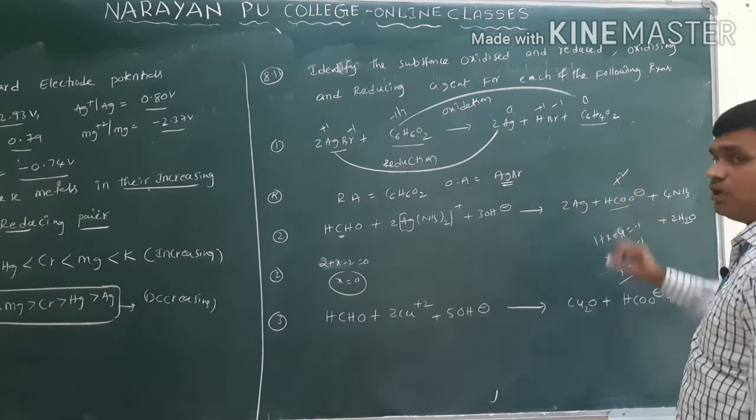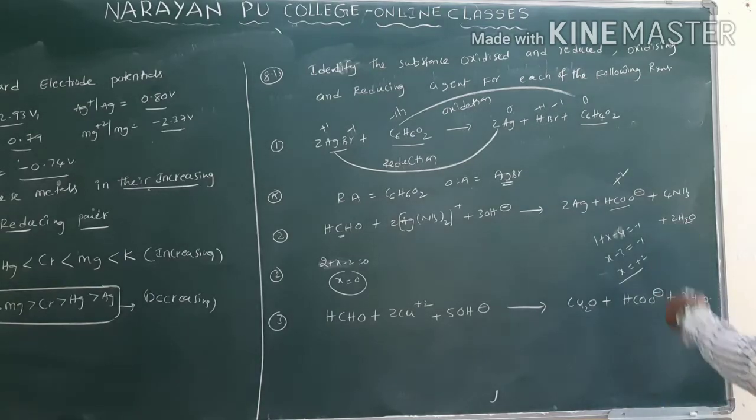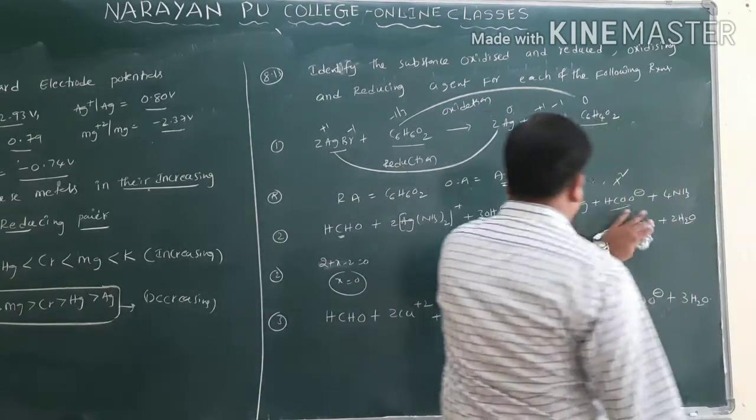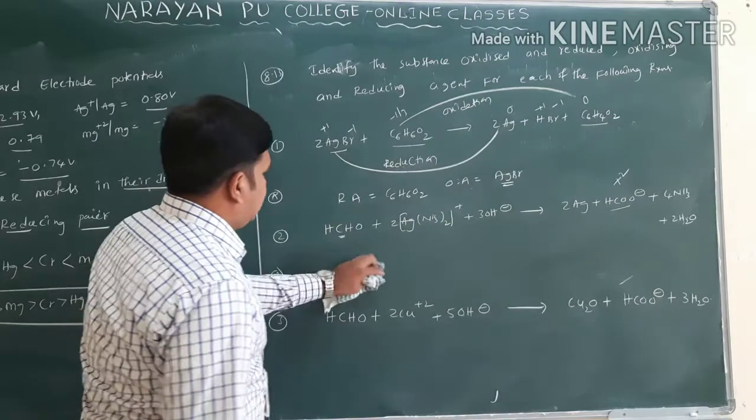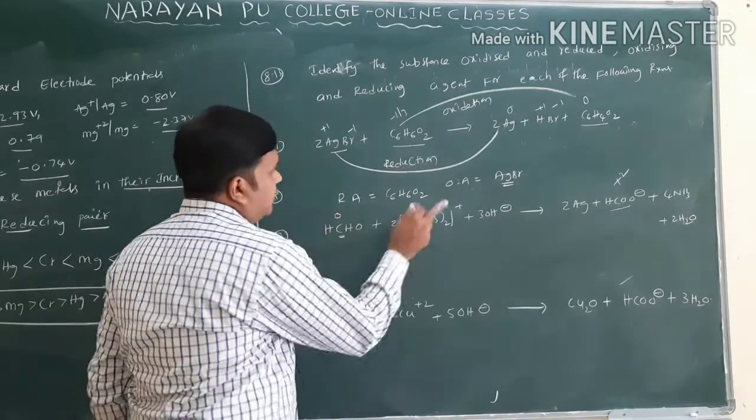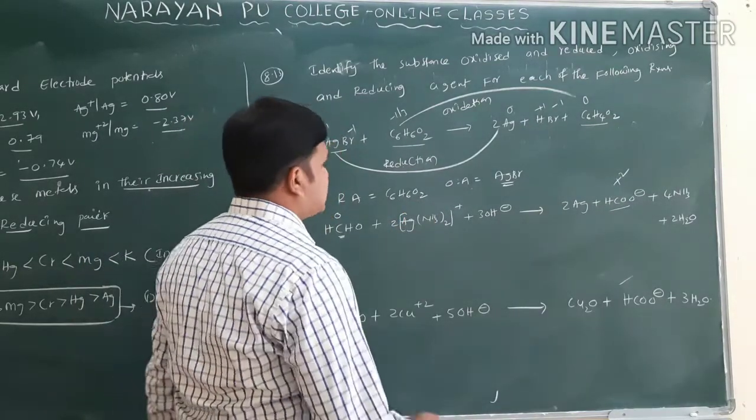Here the oxidation state is what? Plus 2 for the carbon one. Carbon plus 2, here carbon is what? 0. I will write this one. So here carbon is 0 you will write, here carbon is what? Plus 2. Okay, now we will see my silver here.